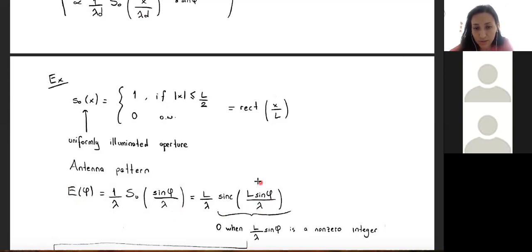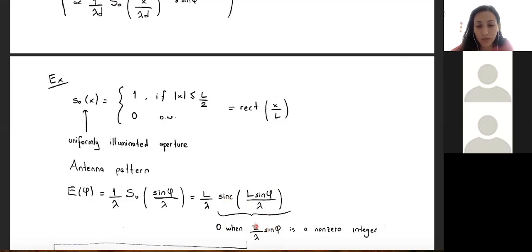Let's try to do that. So here we have a sinc function. What do we know about the sinc function? We know that sinc takes zero values at all integers. So if the inside term, L over lambda sine phi, becomes an integer, then the sinc will take value zero.